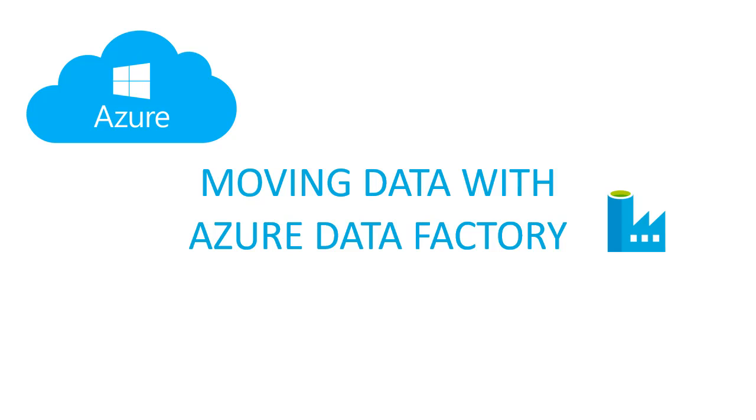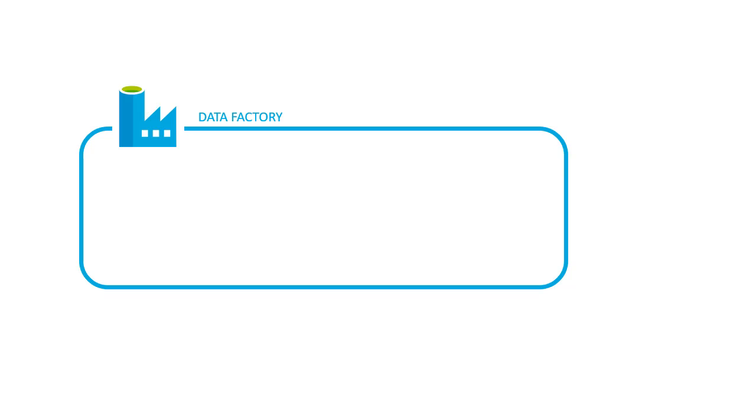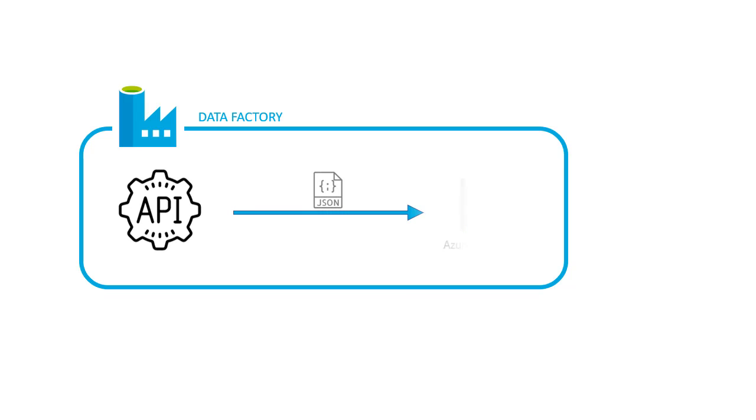Hi, in this video I'm going to show you how to create in Azure a process to move data from a source to a destination with Data Factory. In this case, our source is going to be an API that is going to return us data in JSON format, and we are going to store it in Azure in something called Table Storage.